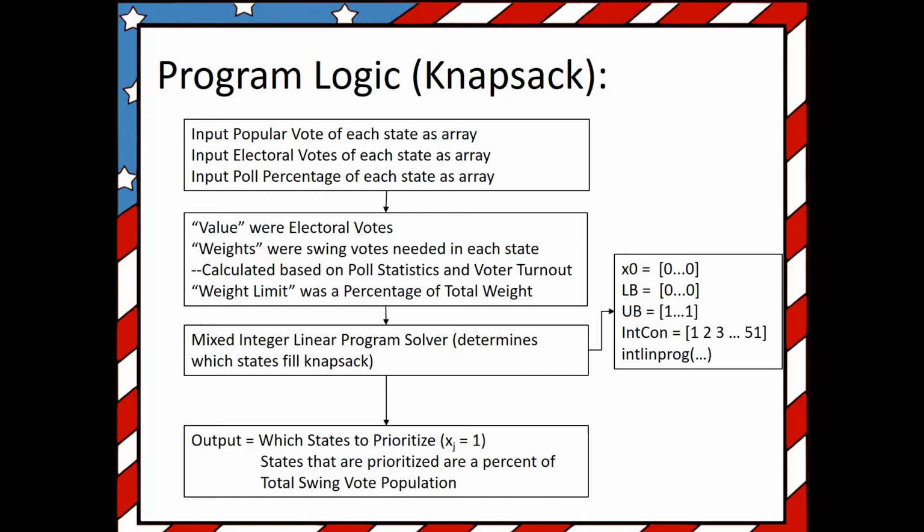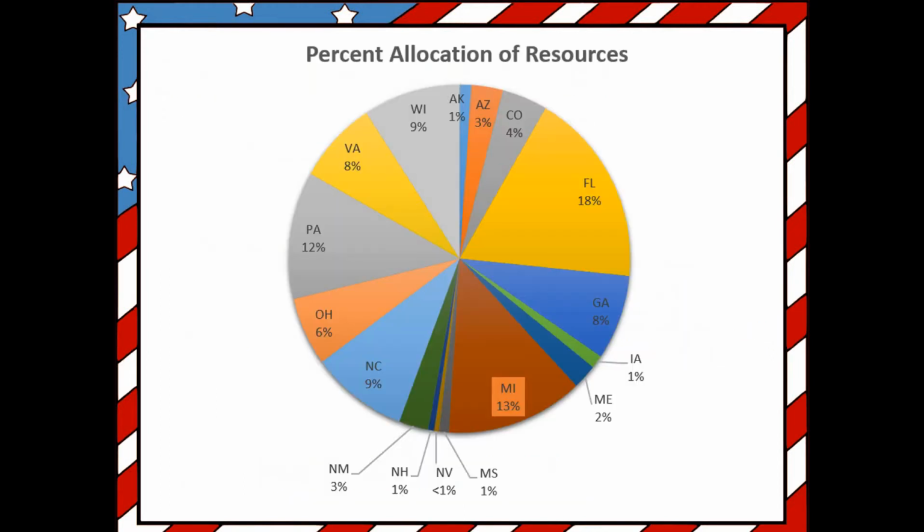For this problem, I had 51 variables, one for each state plus District of Columbia. Once which states were determined that gave the maximum electoral vote, the breakdown of resource allocation was made. The results are shown here by a breakdown of states that should be the priority in a pie chart made in Excel. The states not shown either cost too much to win or the lead is so big that it's not necessary to campaign there.